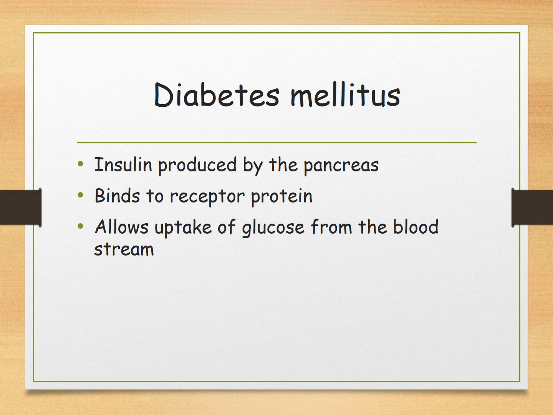Diabetes mellitus is a disease where an individual does not produce enough insulin, or the insulin that is produced is not effective in regulating their blood sugar levels. Insulin is a hormone that's produced by the pancreas. It binds to these specific receptor proteins on your cells. This allows for the uptake of glucose from your bloodstream. People that suffer from diabetes mellitus have elevated blood sugar levels, which has a variety of systemic effects.